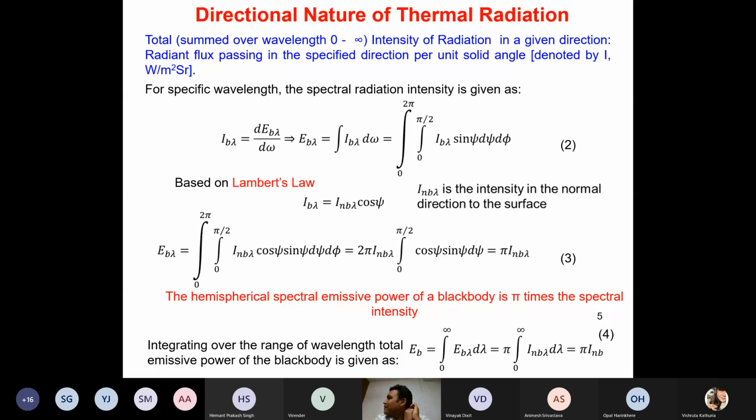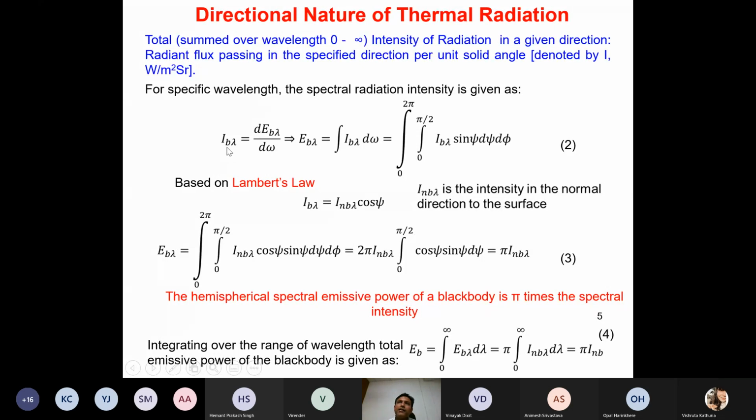Okay. So there is another concept, the spectral intensity or the intensity of the radiation. Intensity of the radiation is nothing but the radiant flux passing in a specific direction per unit solid angle. That is denoted as watt per meter square per steradian. This is defined as d Eb lambda divided by d omega. This is what the intensity of the radiation is. Again, this lambda is used here, which means this intensity is the spectral intensity, corresponding to a radiation of a particular wavelength.